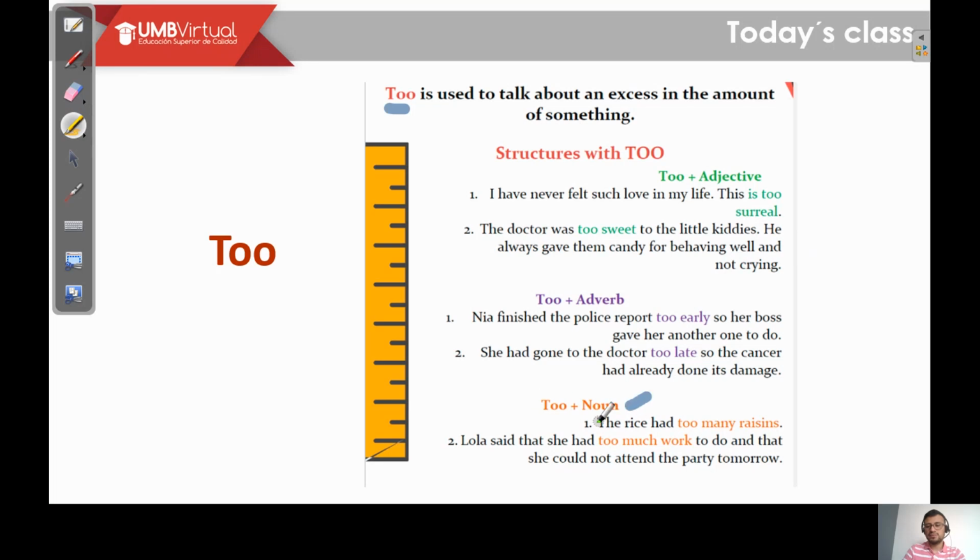Too plus noun, too many reasons. Eso significa el arroz tenía muchas pasas. Lola said that she had too much work.